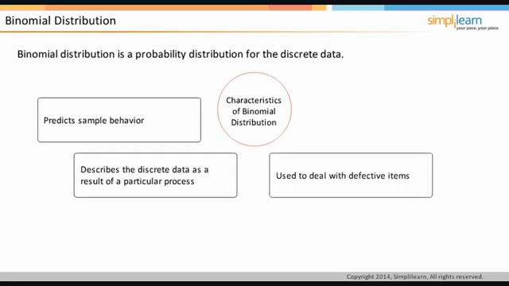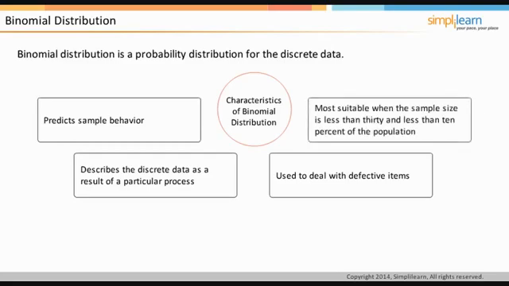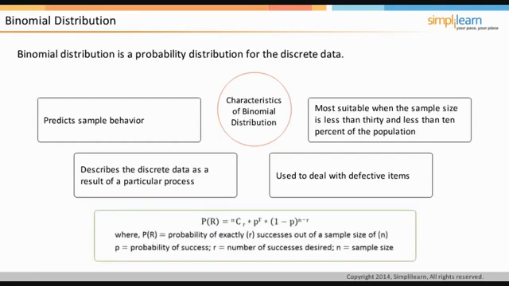Binomial distribution is used to deal with defective items. Defect is any non-compliance with a specification. Defective is a product or service with at least one defect. Binomial distribution is most suitable when the sample size is less than 30 and less than 10% of the population. It is the percentage of non-defective items, provided the probability of creating a defective item remains the same over a period. Let us look at the equation.